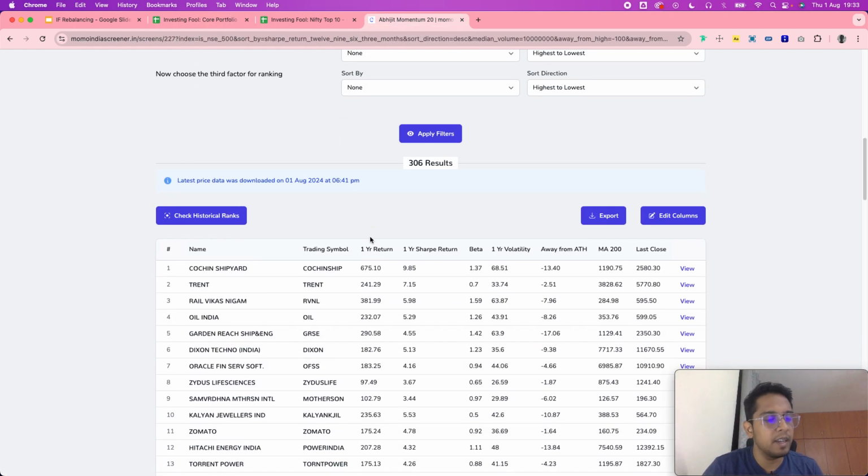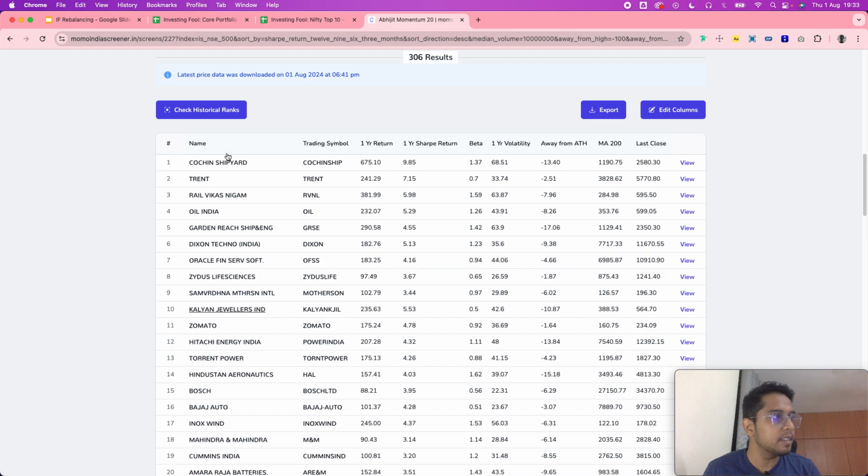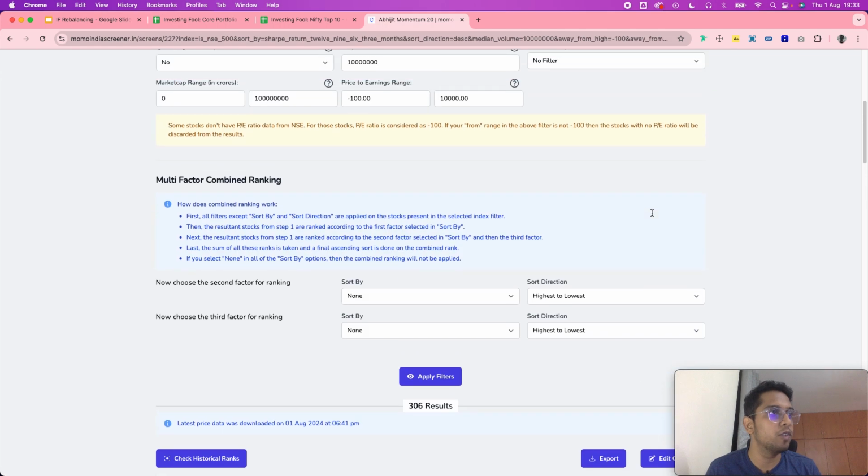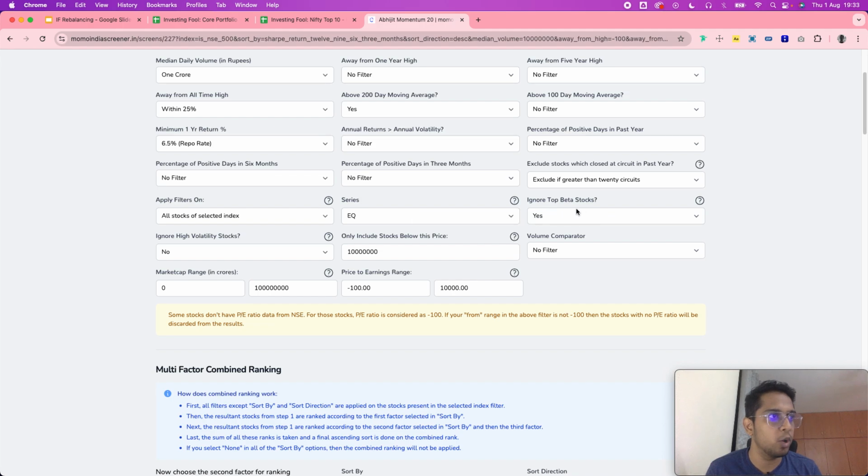The next best stock is basically any stock that is the best rank, that is not yet in my portfolio. Now, if I look at this screener, all of these stocks I have in my portfolio except the third one, which is RVNL. Now the problem with RVNL is that the beta is 1.59, and there is one criterion in our portfolio of rejecting top beta stocks. So this filter is already applied here, ignore top beta stocks.